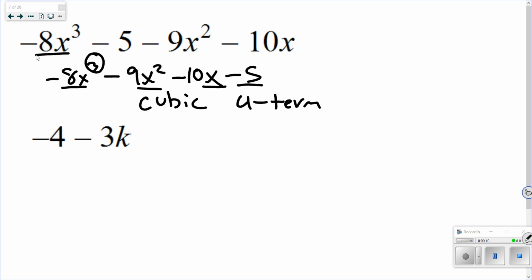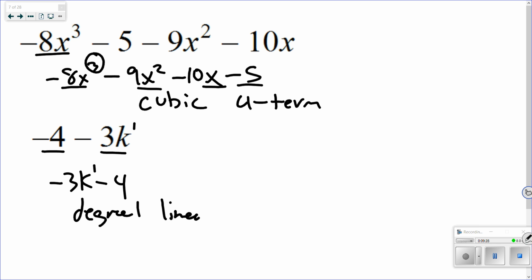Okay, if I come down here, this one's degree 0, this one's degree 1. So I'm going to put the degree 1 first. When you switch them around, make sure the signs go with them. It's -3k, so it's a -3k. It's a -4, so it's a -4. Okay, the highest power is 1, so it's degree 1. We call that linear. So it's linear, and then it's got 2 terms, so it's a binomial.